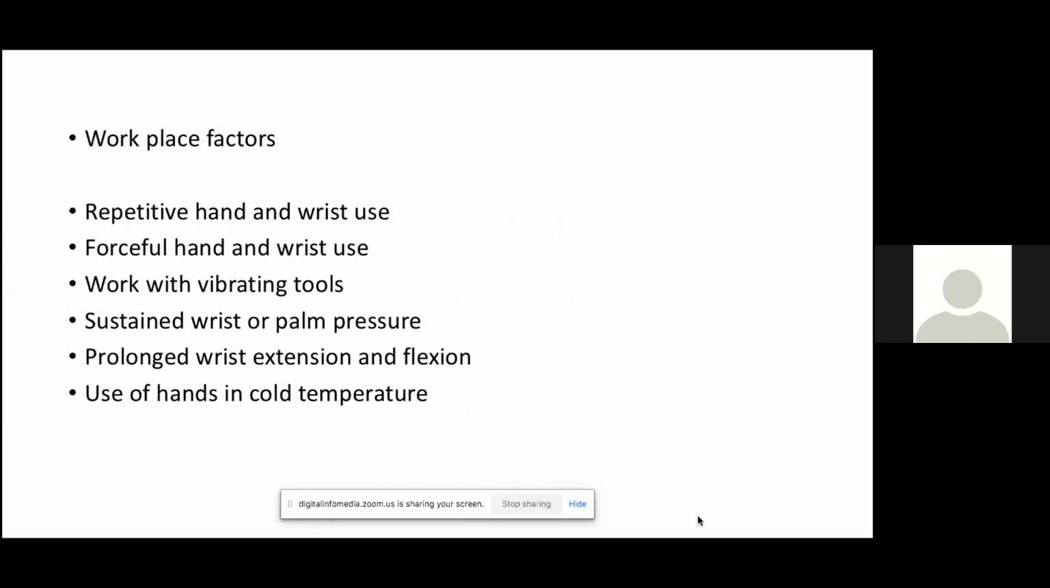So workplace factors are repetitive hand and wrist use, forceful hand and wrist use, work with vibrating tools, sustained wrist or palm pressure, prolonged wrist extension and flexion, and use of hands in cold temperature. So these are the basic details I want to tell about carpal tunnel syndrome.